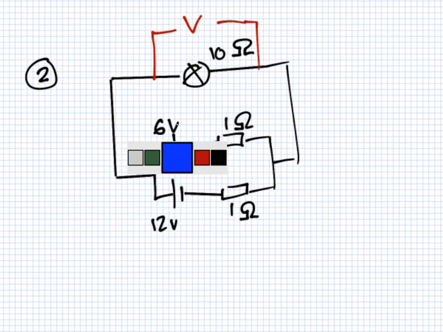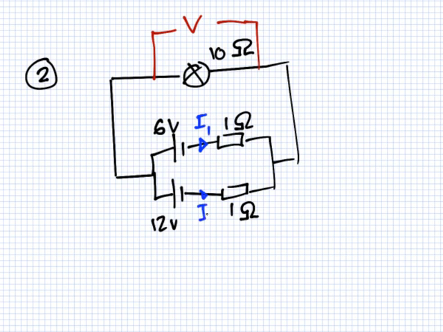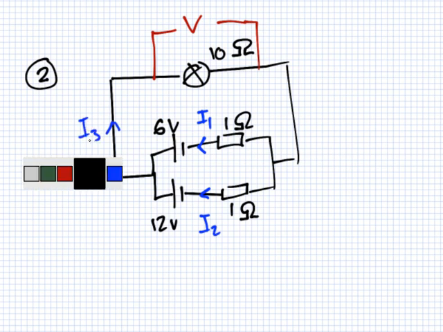Okay, so let's draw in our currents. This we can call I1. This we can call I2. Well, that's pointing the wrong way. It's going to the left. So that way is I1. That way is I2. That way is I3. Okay.